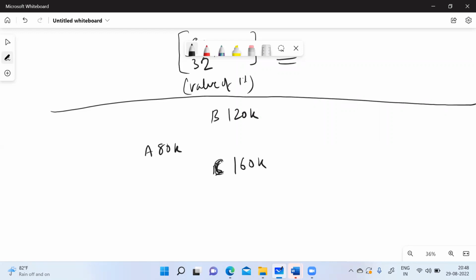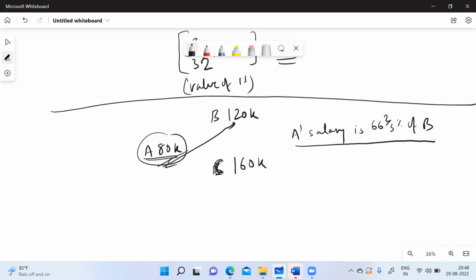So if you want to calculate the percentage of A with respect to B and C, like A's salary is 66 2/3% of B, because what do you see here? The ratio between A and B is 2/3. So A's salary is 66 2/3% of B.